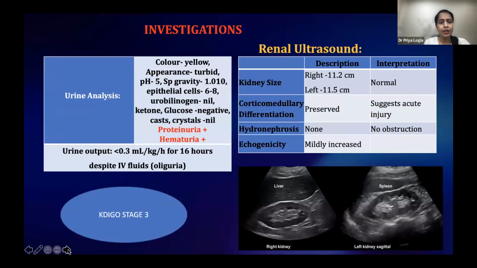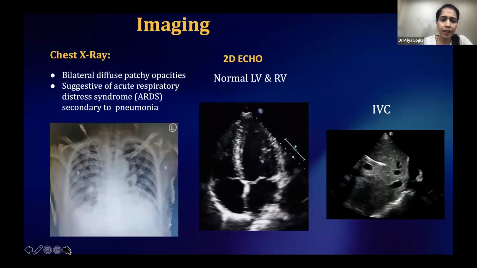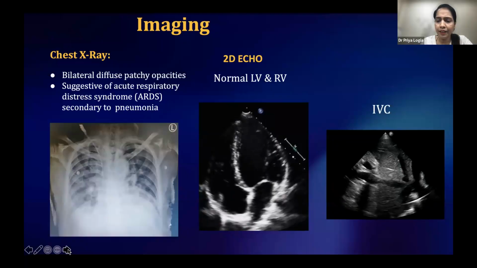Further investigations, the urine analysis showed a mild proteinuria and hematuria, and the renal ultrasound revealed normal sized kidneys with the corticomedullary differentiation preserved. There was no hydroureteronephrosis. The echogenicity was mildly increased, and she was clearly oliguric. Further, the chest X-ray showed bilateral diffuse patchy infiltrates suggestive of ARDS, secondary to pneumonia, and the echo showed a normal RV and LV. The IVC was clearly collapsing.